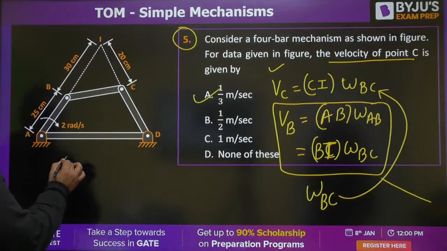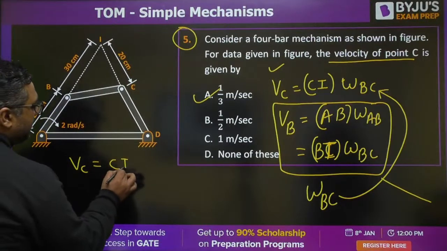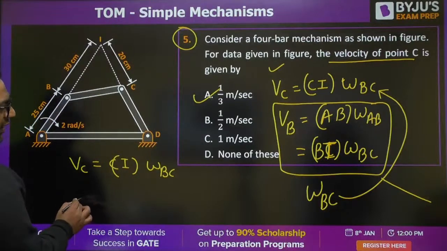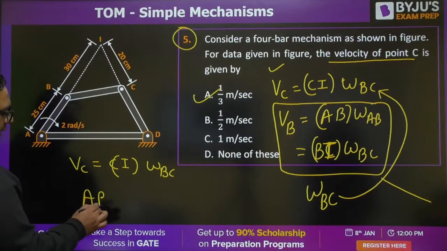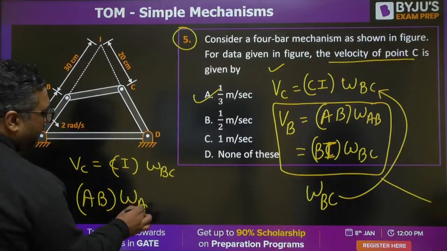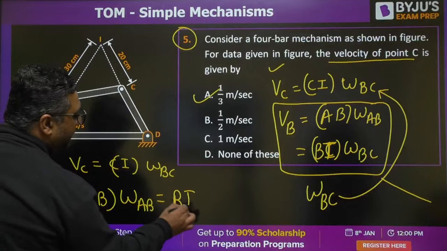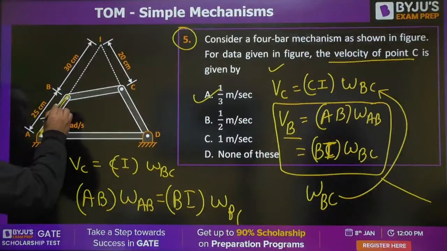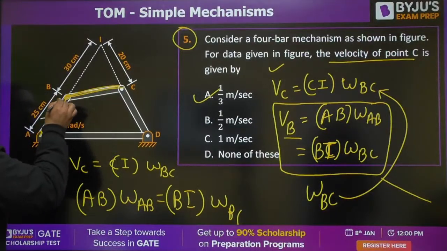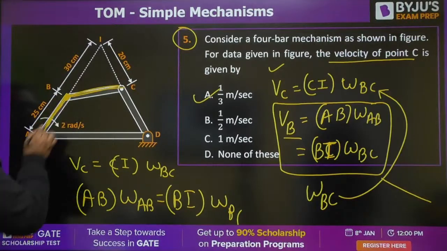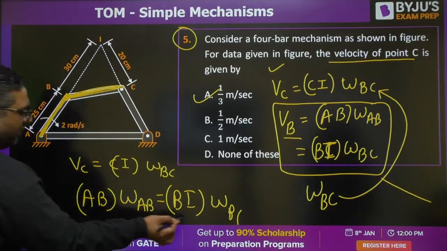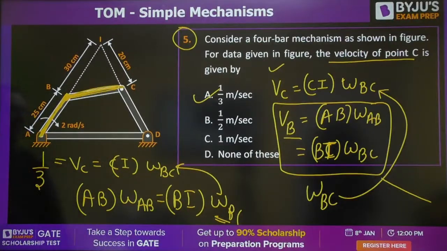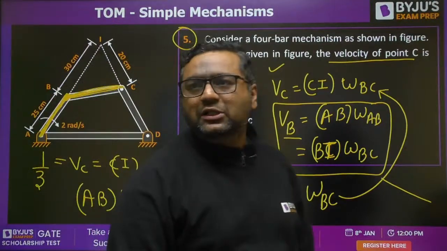So first of all, you are going to use VC as CI into omega VC. You need to find out this. AB is known to us, omega AB is known to us, BI is known to us. You can find out omega BC, because point B is present on AB also, on BC also. So you can find out the velocity of B from this and from this. This will give you the value of omega BC, and once you put it, you would be getting 1 by 3. So the answer is going to be A for this. Very good, Ajay.